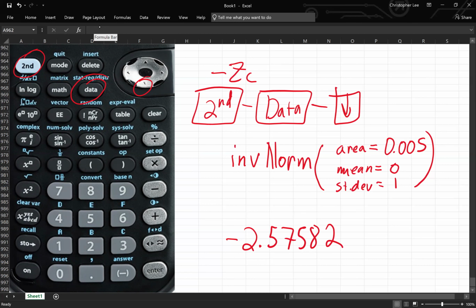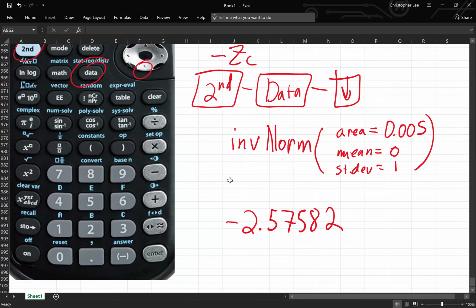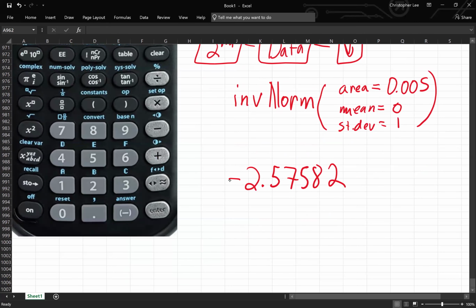So what you've got to do is write down this thing, because you're going to have to memorize that. Or if you want, form a sheet, just write it on there. Anyway, long story short, I found negative 2.57582. Now, if I wanted to find the positive Z value, remember this is negative Z critical, positive Z critical is the same number without the negative. That's it.